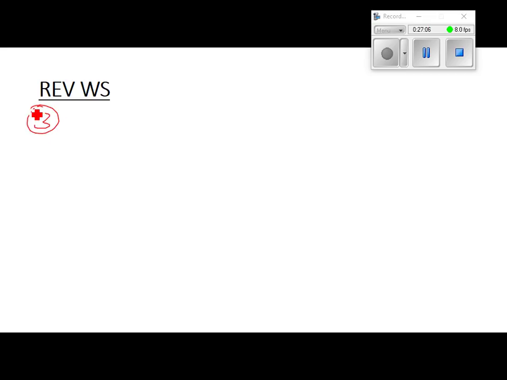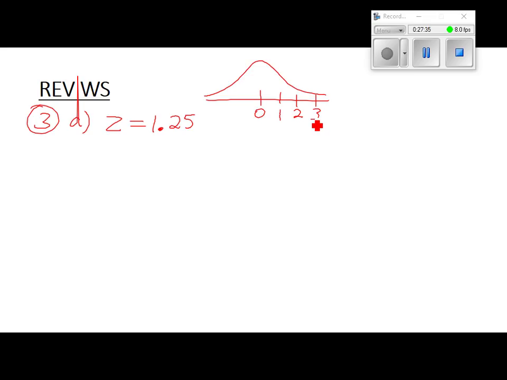Number 3, find the indicated area under the standard normal curve using the standard normal table. Again, I don't care if you use the table or if you use your calculator. We're probably going to use the calculator, so have your calculator out to help me. Z equals 1.25. For the first couple of these, I'm going to draw a little graph. If we're using z-scores, what's right in the middle is 0, then 1, 2, 3. We're at 1.25, somewhere around this area. We want to know the cumulative area all that way down.